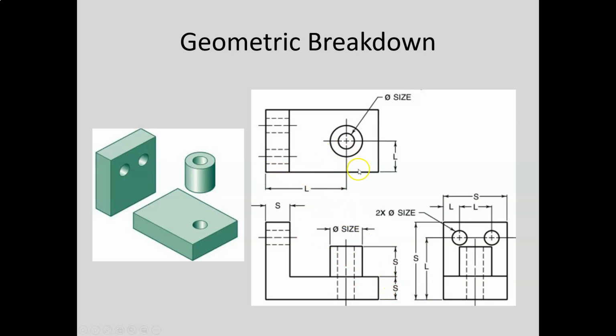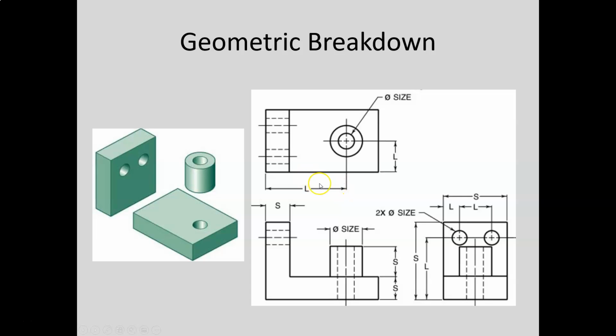Is that one given here? It's not. That actually is a mistake in this. There should be another size dimension right there. Okay, do you see that? From here to here. And that's omitted. That's an error from this textbook.